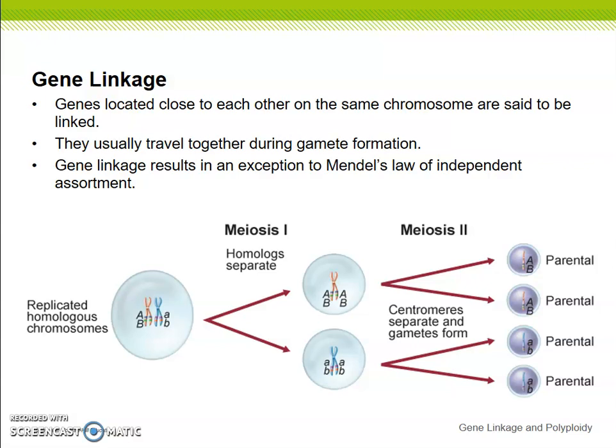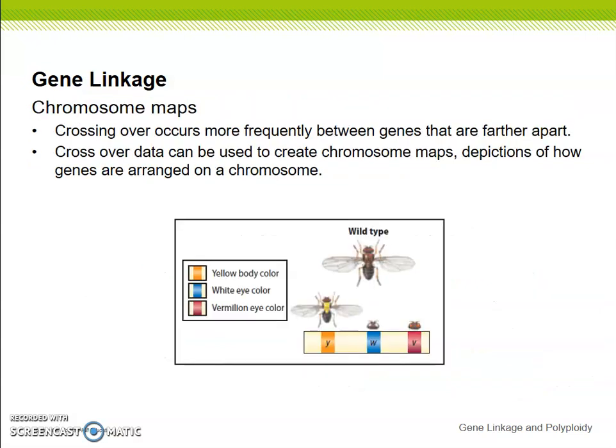Okay, they're not the same gene. They're not attached to each other. They're just really, really close. Gene linkage results in an exception to Mendel's law of independent assortment. They can be separated, but not very often. Okay, if genes are closer together, they're likely to travel together.